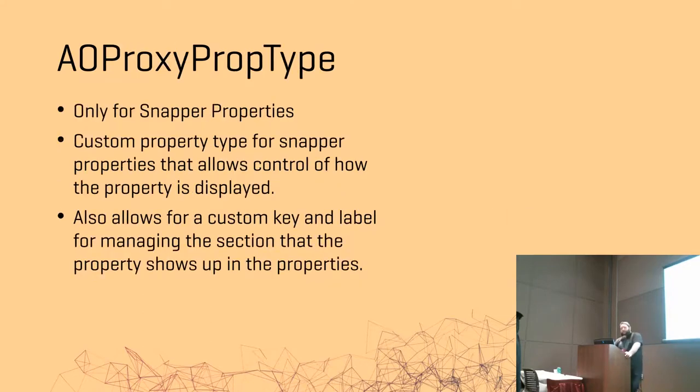The proxy prop type. Now this is specifically for snapper properties. This is a custom property type to allow you to control the visibility of the properties as they show up in the sidebar. Also, you can add a custom key and a custom label for these datas. So this is something you might use if you have multiple DSP datas on your snapper, and you want to maybe show them in a separate section with a separate label, or you want your property that may normally come as a list to show up as buttons, things like that.